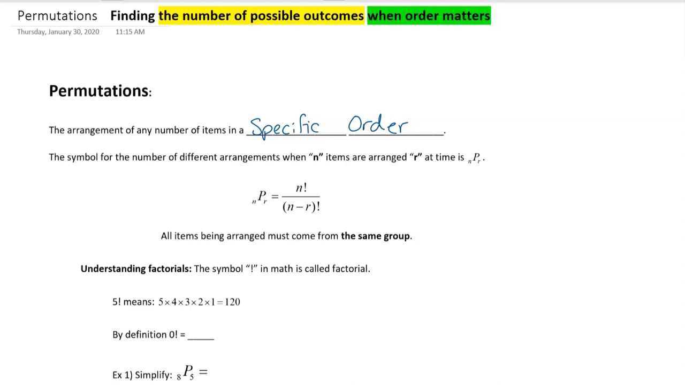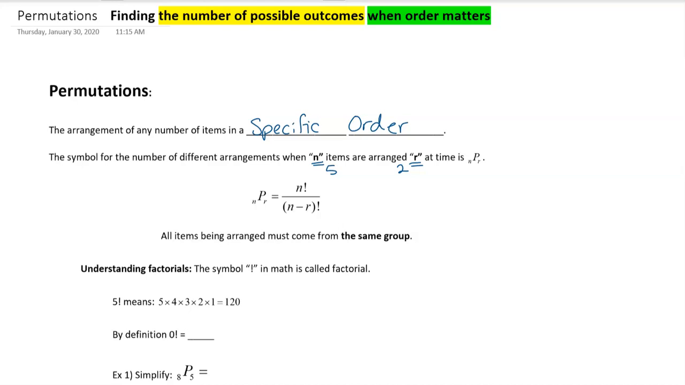The symbol that we use for permutations when we have n items that are being arranged r at a time. For example, we have 5 people. We're going to choose 2, 1 to be president and 1 to be vice president. Then n would be 5 and r would be 2. So how many total items, and then how many are we actually going to use? And sometimes we use all of them, and that's fine too. That would mean that both numbers for n and r were the same.